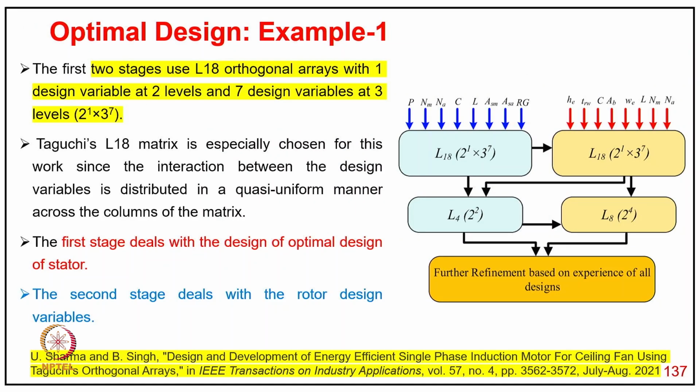So the first 2 stages use an L18 orthogonal array with 1 design variable at 2 levels and 7 design variables at 3 levels, as you can see in the diagram.